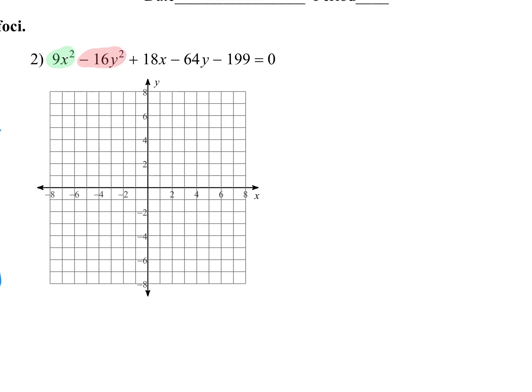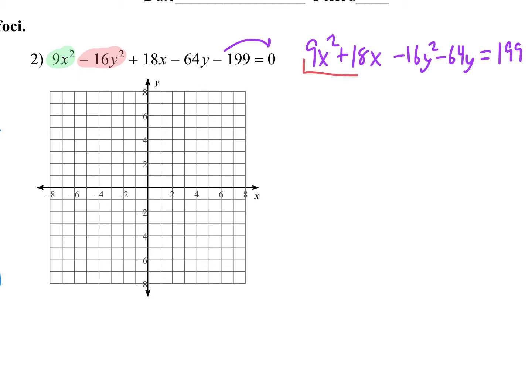Okay, so let's rewrite this. So we have the 9x squared. I'm just going to write the x term next, plus 18x. Then we have the minus 16y squared, minus 64y. And I'm going to also add the 199 to the other side there, so that we can start getting this in the right form.